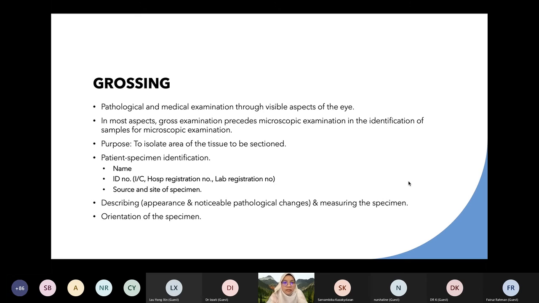What do we do during grossing? First, we have to ensure the identity, or whom the specimen belongs to. So we will read out and match the name, the ID number, and the source and site of the specimen written on the bottle to the requesting form. Next, we will describe the appearance and, if present, any noticeable pathological changes, and afterwards measure the specimen. Lastly, we will arrange or orientate the specimens into the tissue cassette.